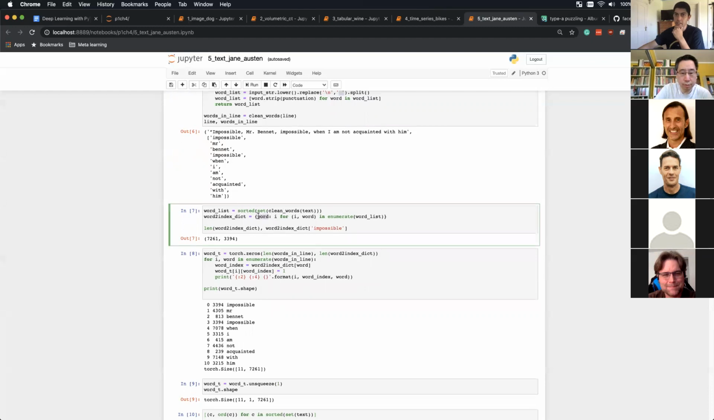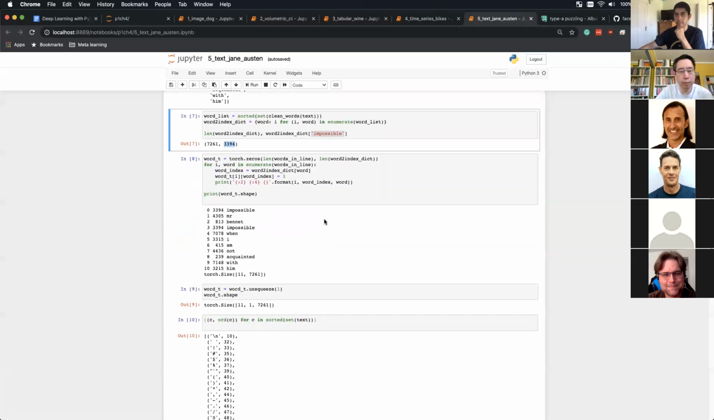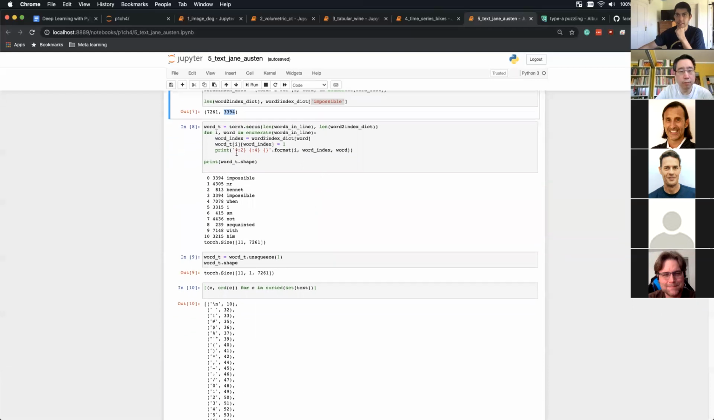So they're basically saying, I want this word to map to this specific number. So they look at their dictionary, they see that there's 7,261 words in their dictionary that they've created. And then they want to look up what's the index for the word impossible. And then it turns out that it's 3,394. And then they do that same thing over here.